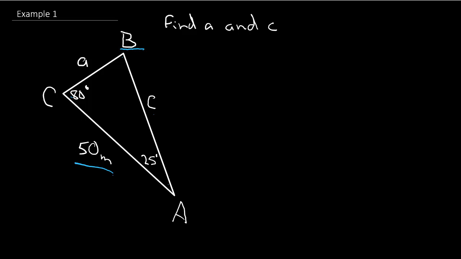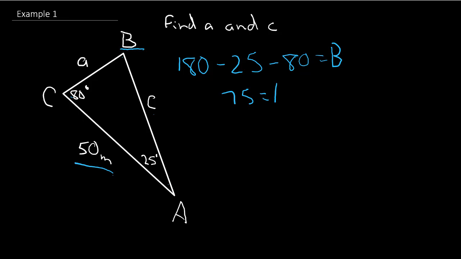And in order to do that, we need to remember that 180 degrees will equal all the angles of a triangle added up together. So if we take 180 and subtract angle A and angle C, we'll get angle B. Subtract 25, subtract 80, and that equals angle B. You can use a calculator, but I'm quite confident that it's equal to 75. So then we get 75 degrees.